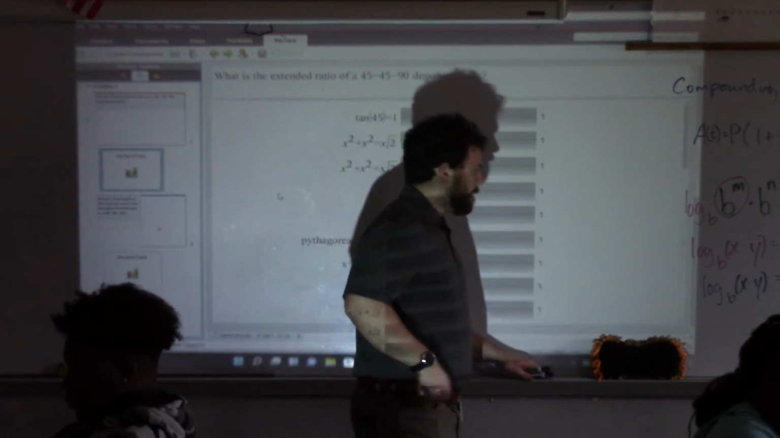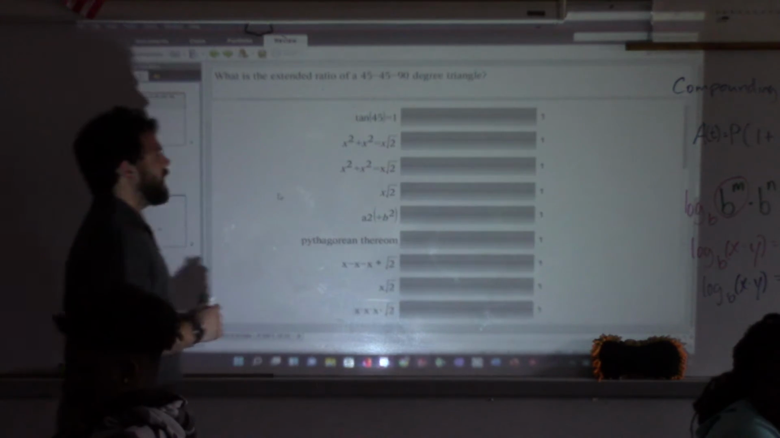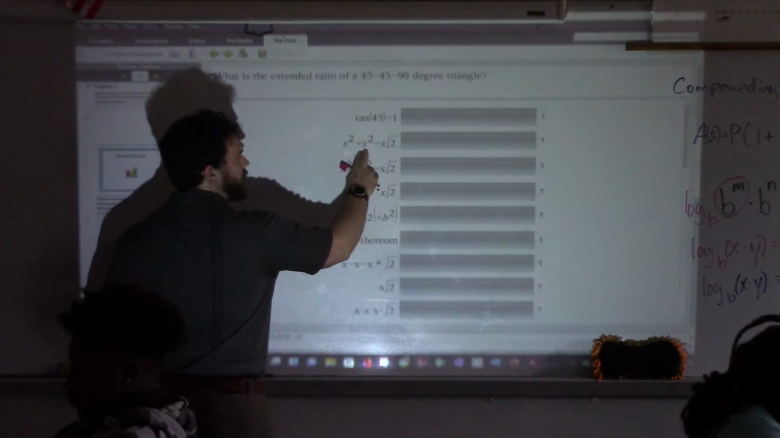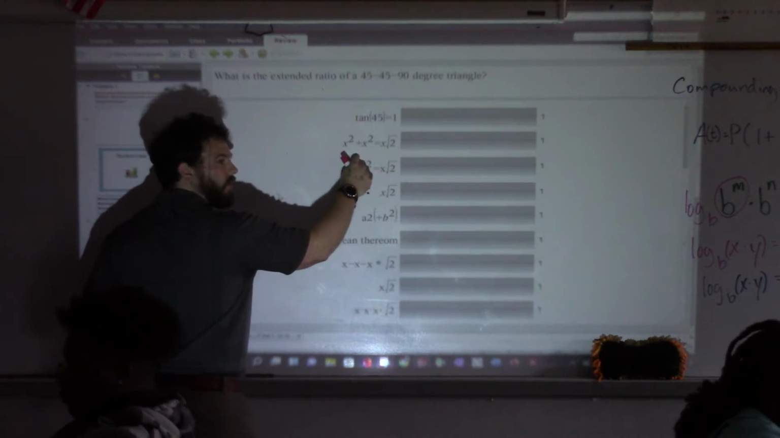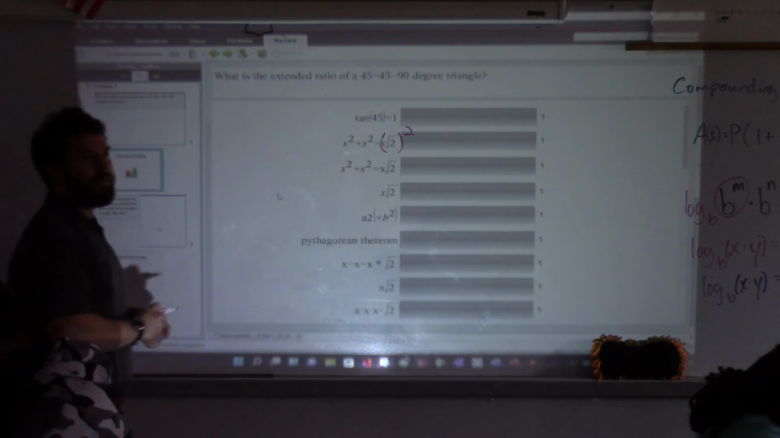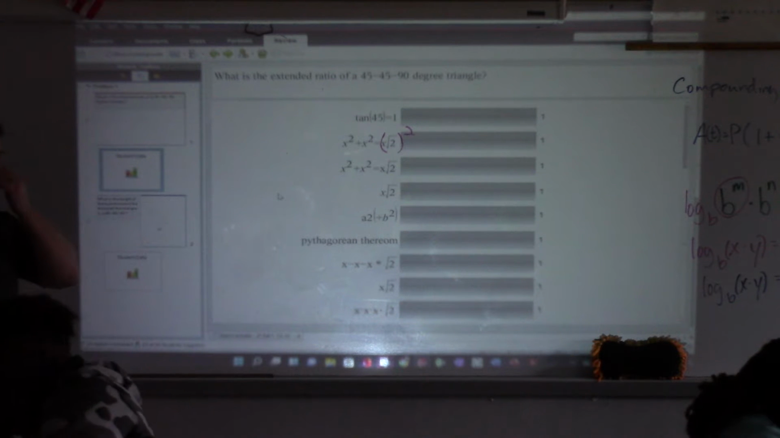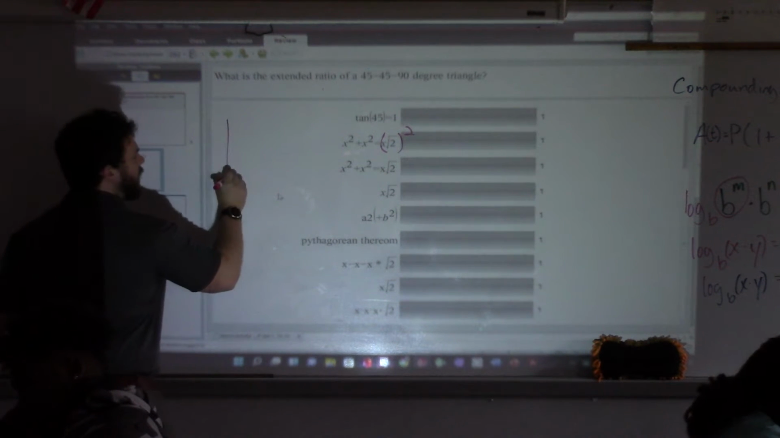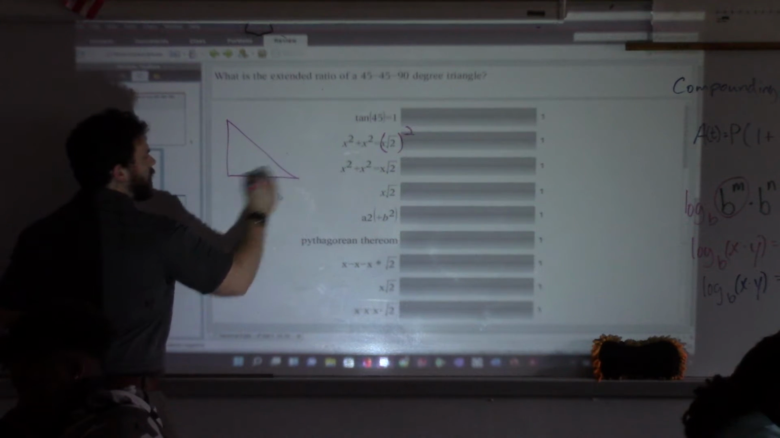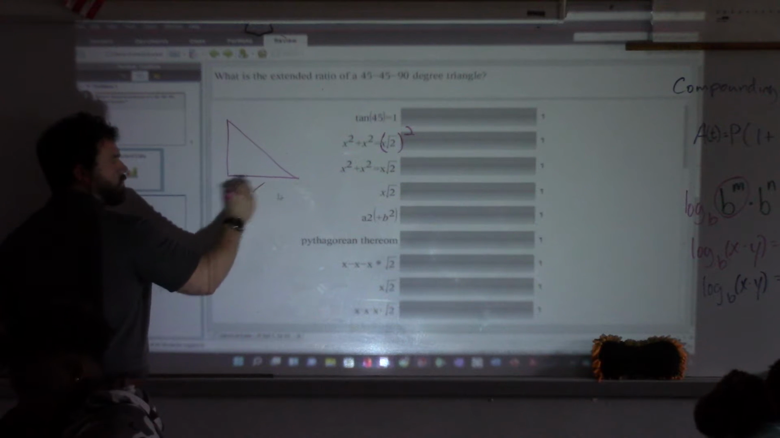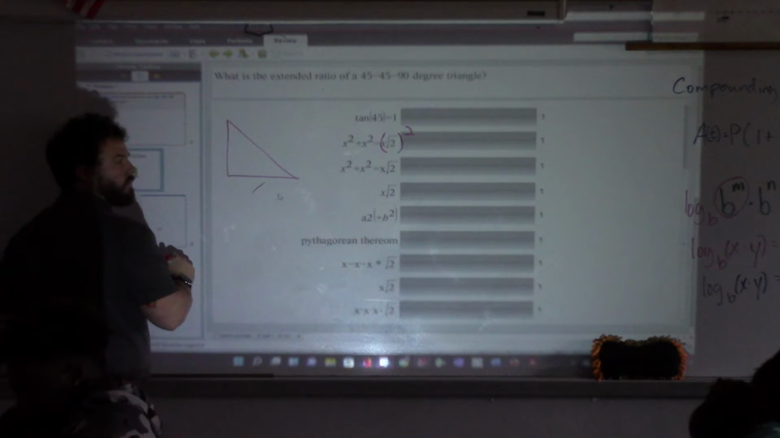Now, I will say this. Some of us are close with this idea of x squared plus x squared. But remember, a squared plus b squared is equal to c squared, right? It would be x squared plus x squared, which means that the first side of that 45, 45, 90 degree triangle is how long? X. If it's x squared, how long is the side?